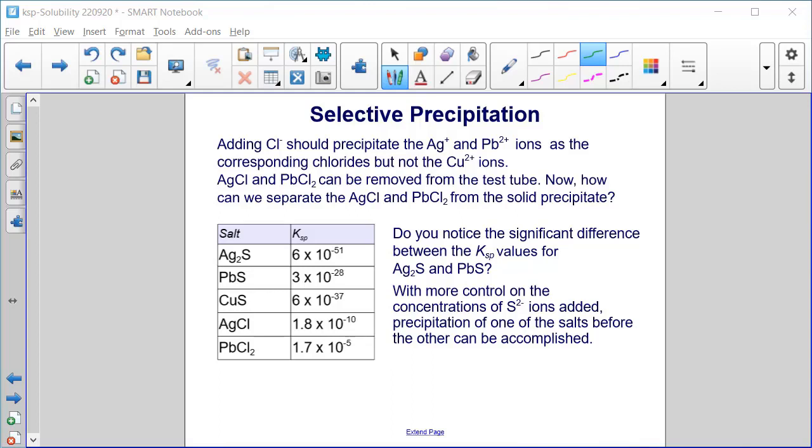Notice the significant difference between the KSP values for silver sulfide and lead sulfide. This is 10 to the minus 51 and 10 to the minus 28. That's a significant difference. With more control on the concentrations of sulfide ions added, we can selectively precipitate one of the salts before the other.